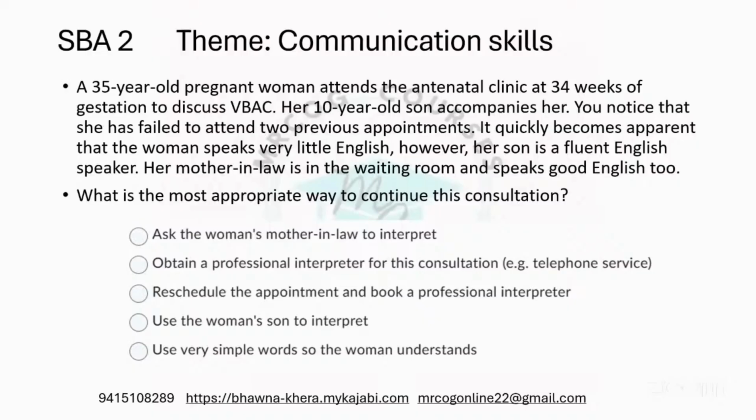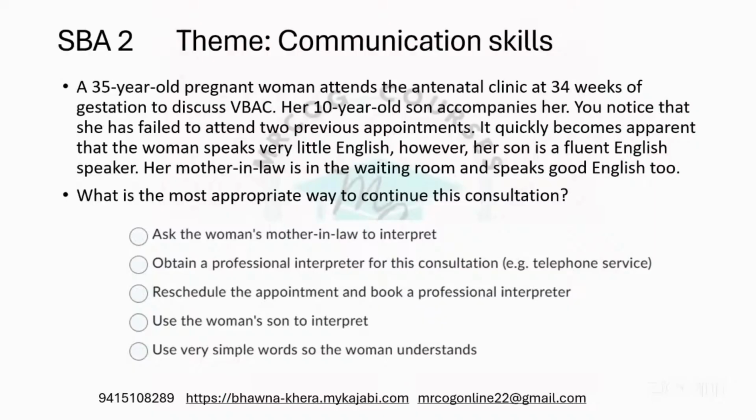So what are the options here? I would expect somebody else to answer the question first, so that we can have another winner today for this question. Looking forward to who is going to answer this first. So here are your options. Ask the woman's mother-in-law to interpret. Obtain a professional interpreter for this consultation, telephone advice. Reschedule the appointment and book a professional interpreter. Use the woman's son to interpret and use very simple words so that the woman understands.